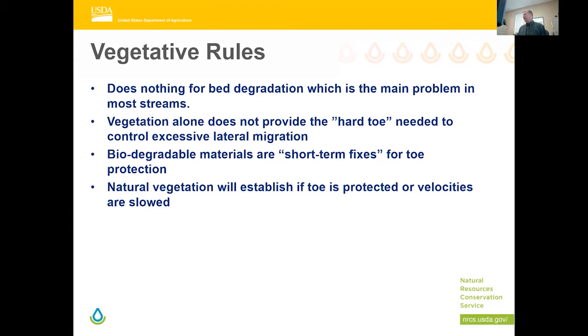Also, vegetation alone doesn't provide that hard toe needed to control lateral migration of the channel. So if we're trying to keep erosion patterns out of a field or in check, a lot of times vegetation is not enough to do that alone. A lot of the biodegradable materials are fairly short-term fixes for toe protection, so we have a few slides showing that in a second. And we do want the natural vegetation to play a role, but its role is that natural vegetation will reestablish if the toe is protected and our velocities are in check where it's trying to grow.